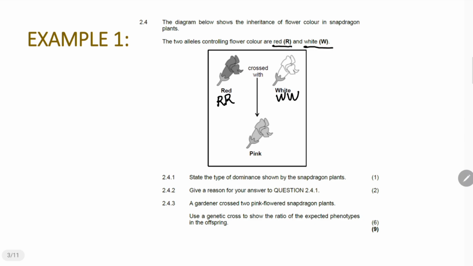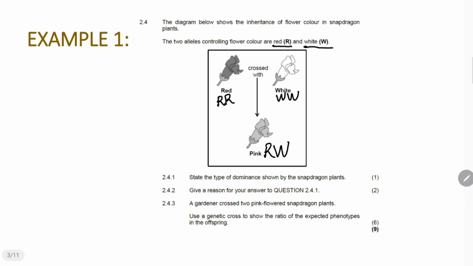But let's look at the offspring. We know that the genotype of the offspring is represented by two alleles, one coming from the paternal origin and the other coming from the maternal origin, which tells me that this pink flower received a capital letter R from the red flower and a capital letter W from the white flower.